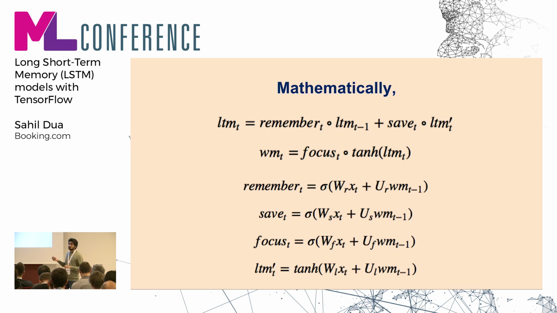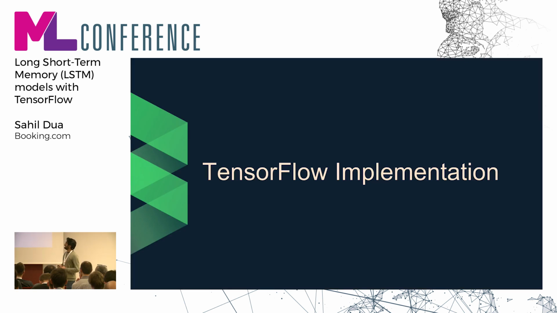Then it decides what to save, and everything that's not saved is going to be ignored from the current state that we have. And then it sees what information I need to focus on at the moment so that I can make the prediction, and that's what it uses for sending the prediction. And all these remember, save, and focus have the same expression as we saw with the recurrent neural networks. So with all this math, this was all about the theory. Now the next part is going to be about implementing LSTM with TensorFlow.